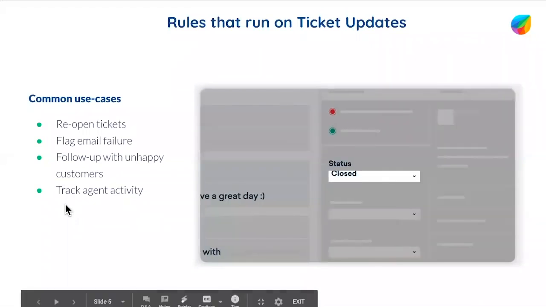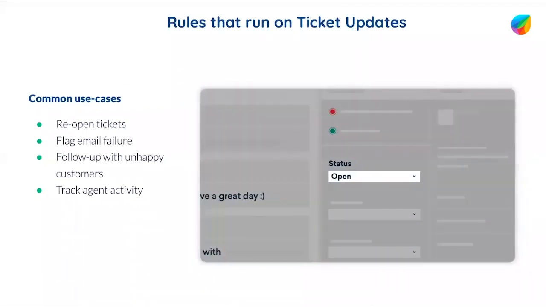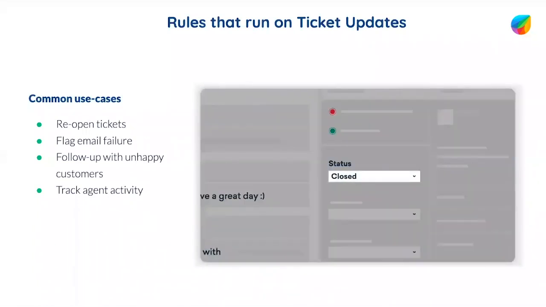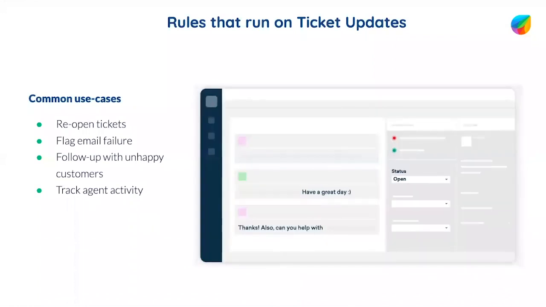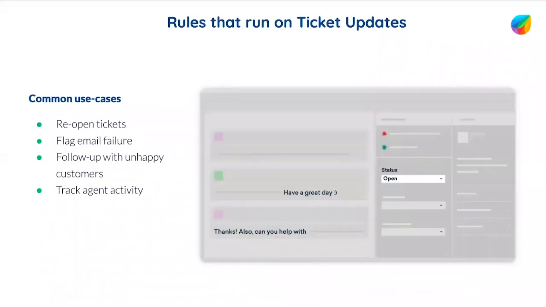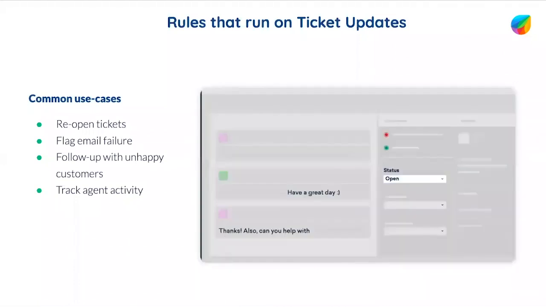And because these rules check for every update that's made to a ticket, you can track if agents are changing a property and flag it or add a tag. As an example, one of our customers has created a rule where if agents are bumping down the priority from high to low, a note is sent to them saying, hey, just be sure not to change the priority, and the supervisor is notified as well.